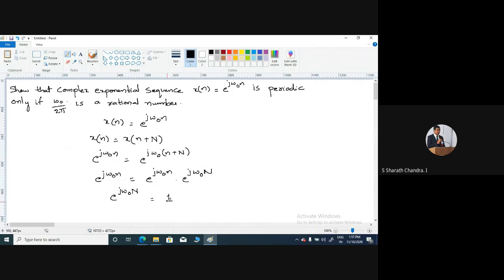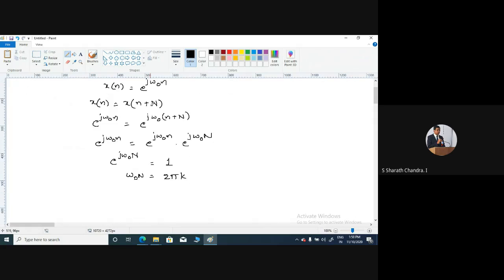Based upon this, it will be true only when omega naught N is equal to some integer multiple of 2 pi. It is also possible for 0, but our fundamental period N can't be 0. Therefore, for all positive integer values of k, for all multiples of 2 pi, e power j 2 pi k will be equal to 1. Therefore, I can generally write omega naught by 2 pi is equal to k by N. Here, k is a positive integer and N, the fundamental period of the signal, is also a positive integer.